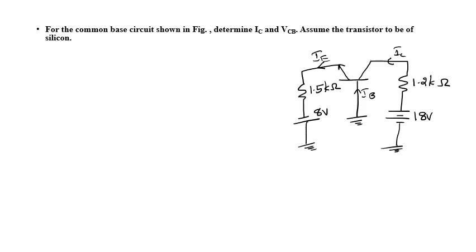Okay, so these are the parameters given. VBB is equal to 8 volt, VCC equal to 18 volt, RC equal to 1.2 kilo ohm, and RB is equal to 1.5 kilo ohm. So what you have to calculate is IC and VCB.